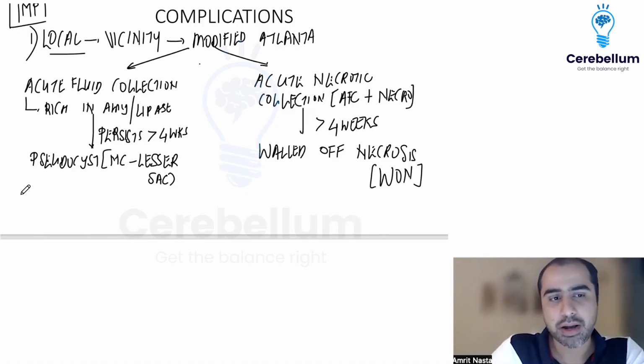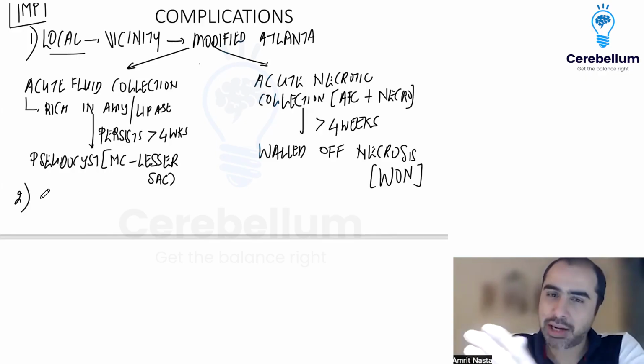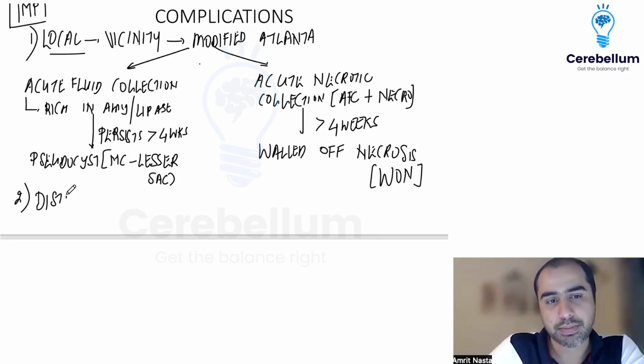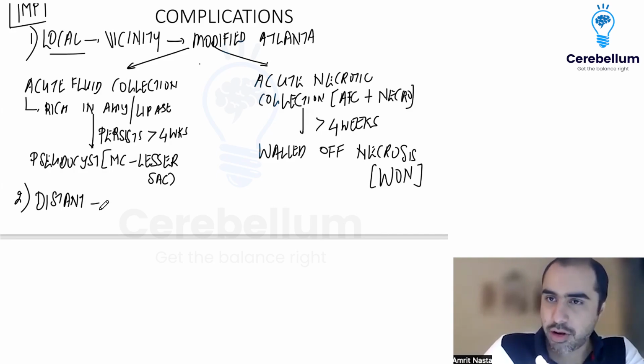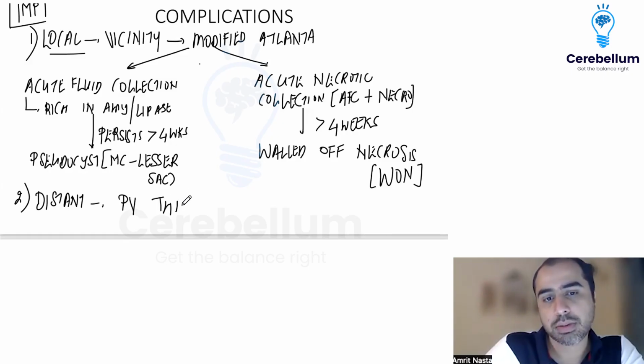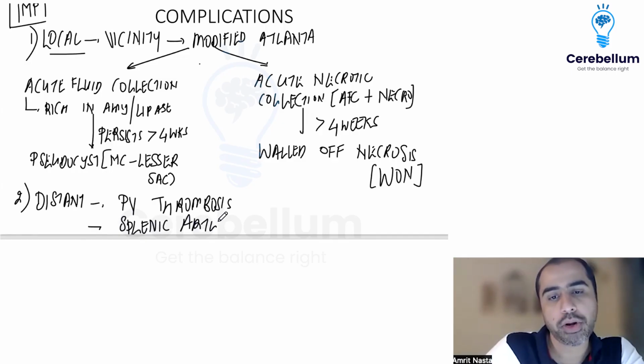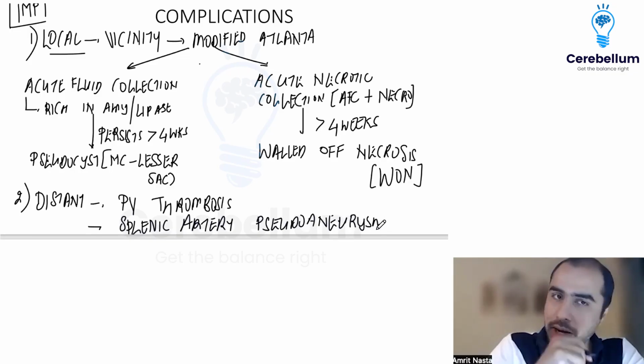Apart from this, you can get some distant complications. If the inflammation is very powerful, just behind the pancreas you have a vein, which we discussed earlier, the portal vein. The portal vein can undergo thrombosis. It is just behind the pancreas. Or the injury can extend to the splenic artery. You can get a splenic artery pseudoaneurysm. Pseudoaneurysm means the splenic artery, which is just behind the pancreas, has kind of ruptured.